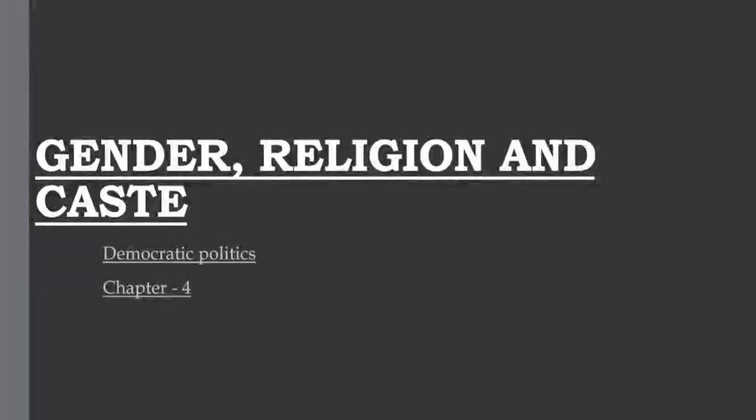So today we will be starting the next chapter in your syllabus, that is chapter number 4, Gender, Religion and Caste. So what is gender, what is religion, what is caste, and how have they impacted the democratic politics in India? Or in various spheres, but basically we have to study in context of India here. So first of all, we will study about gender, and then I'll tell you what is religion and what is caste and how have they impacted the politics.